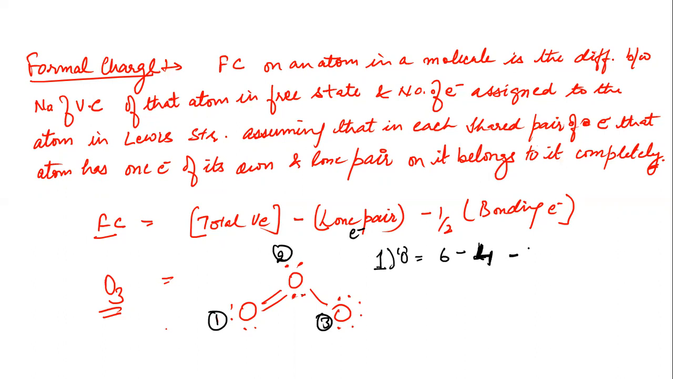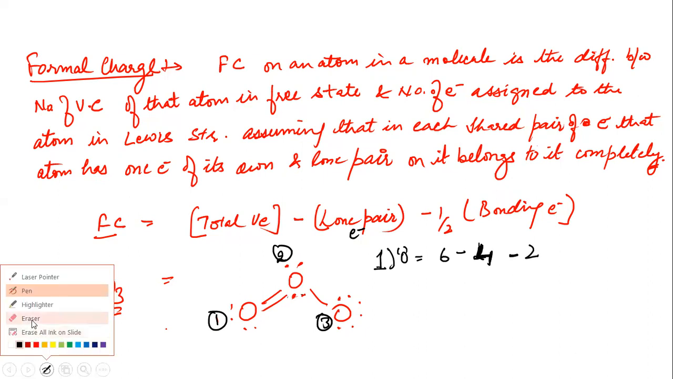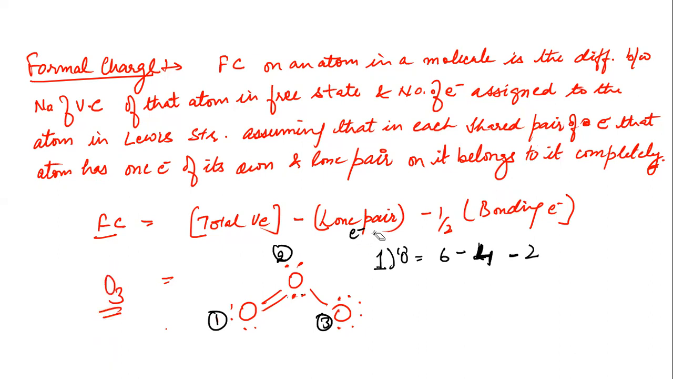Minus bond pair electrons. How many bonding electrons? 1, 2, 3, 4, 5, 6. We are talking about the first one, so 1, 2, 3, 4. 4 divided by 2 will be equal to 2. And let's make this easier: the formula is lone pair electrons minus half of the bonds formed.